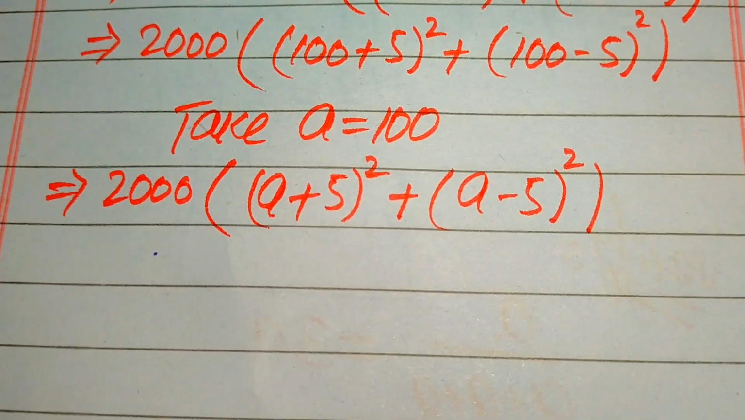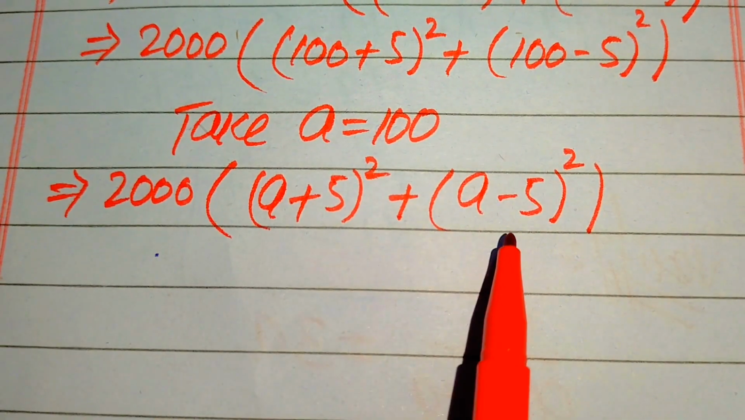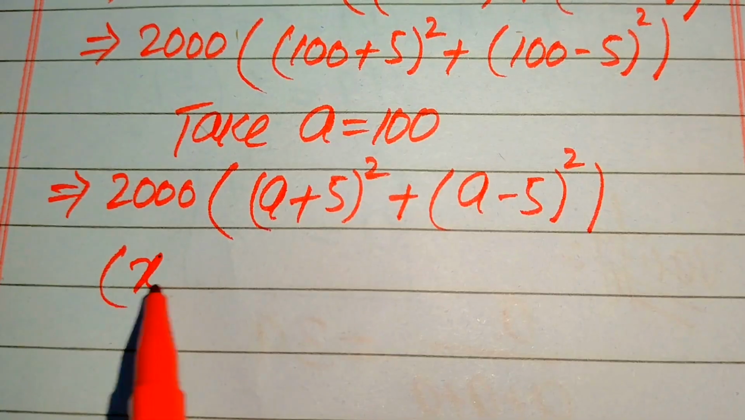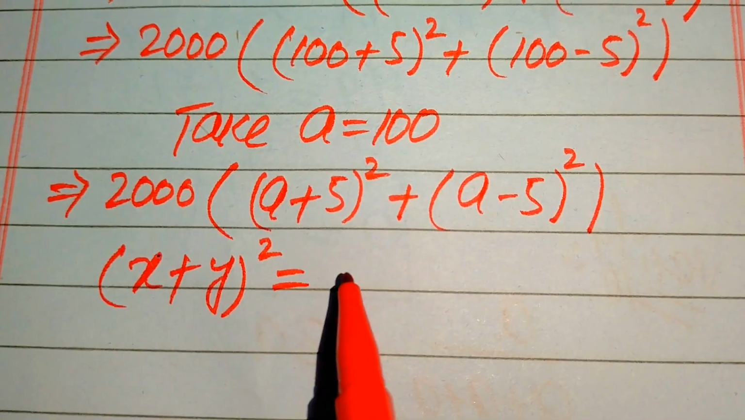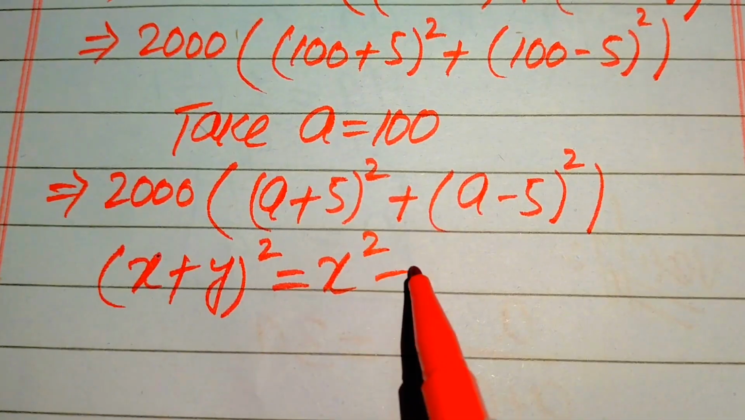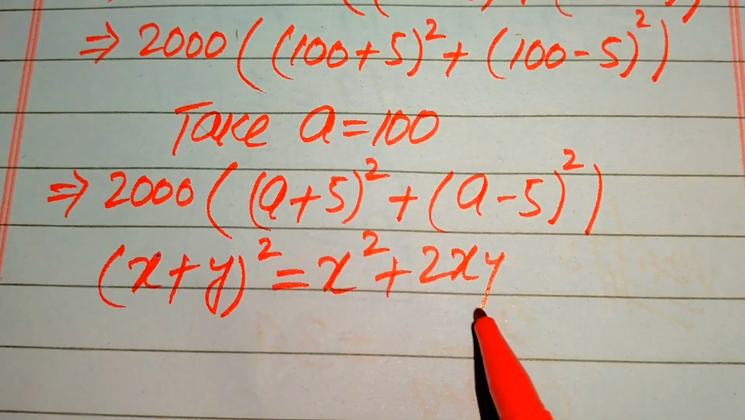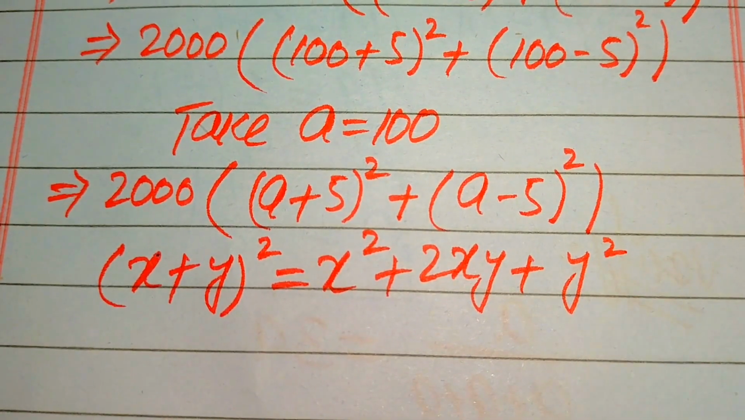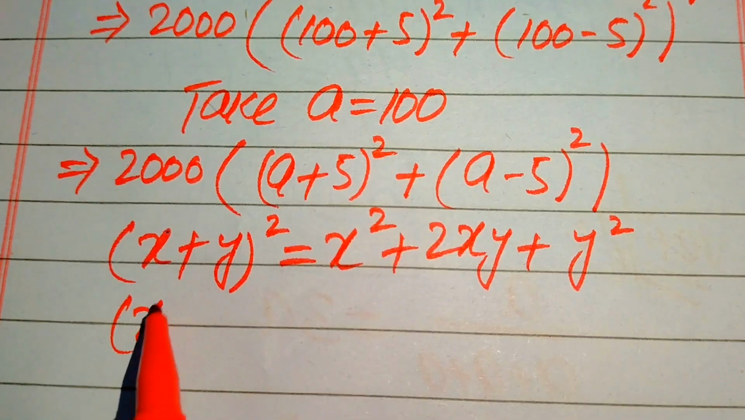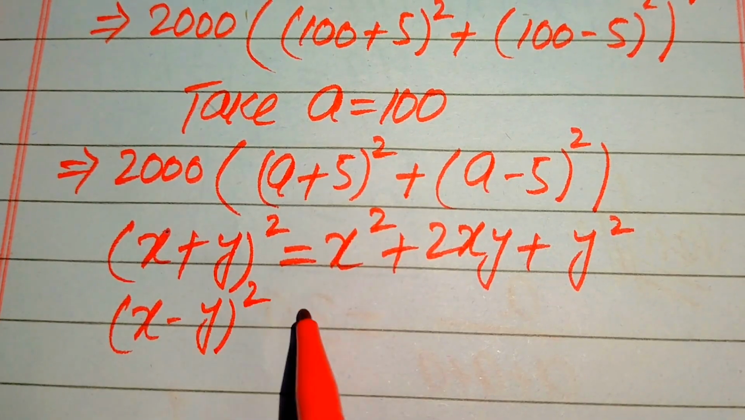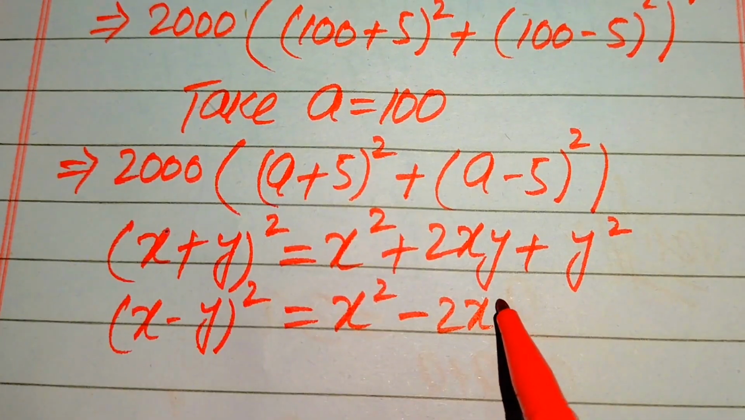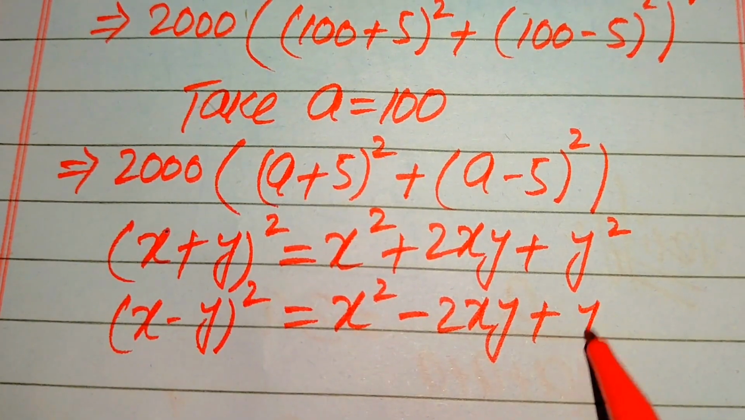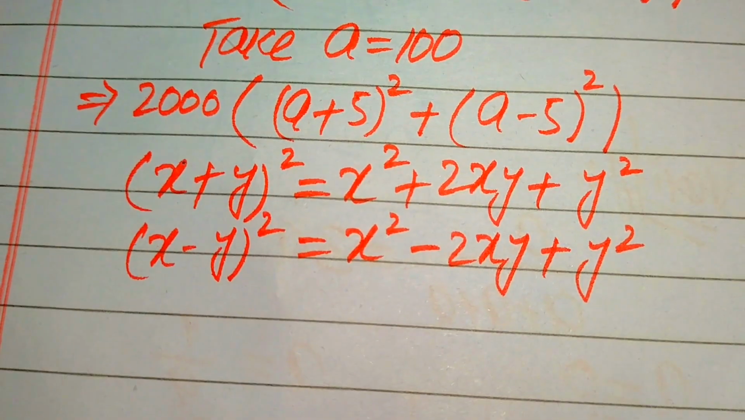And now we use another nice algebraic formula on both of these two expressions. We know that if we have x plus y whole square, it is equal to x square plus 2 times xy plus y square. In the same pattern we use the second formula: x minus y whole square is equal to x square minus 2 times xy plus y square.